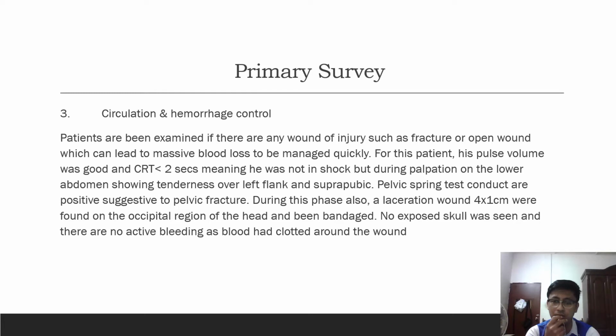During this phase also, a laceration wound of 4 times 1 cm was found on the occipital region of the head and had been bandaged. No exposed scalp was seen and there was no active bleeding as blood had clotted around the wound.